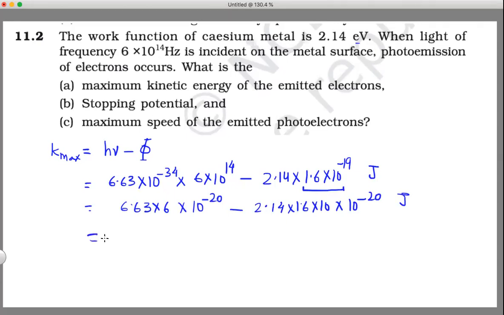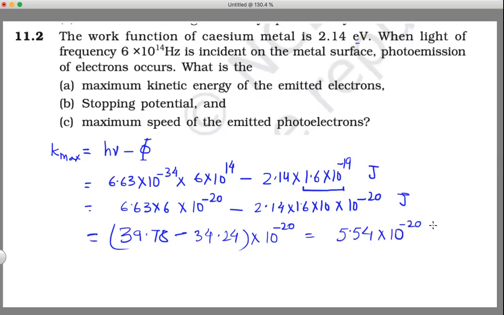So now let's do that. 6.63 into 6 plus 39.78 minus 4. Okay, so this is the maximum energy.